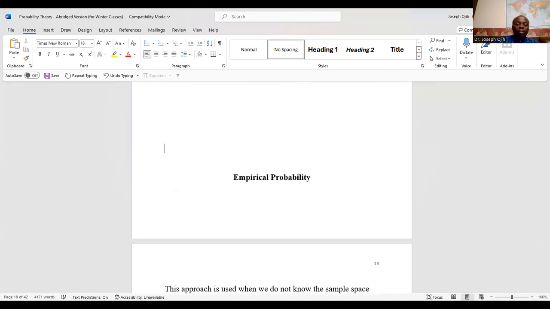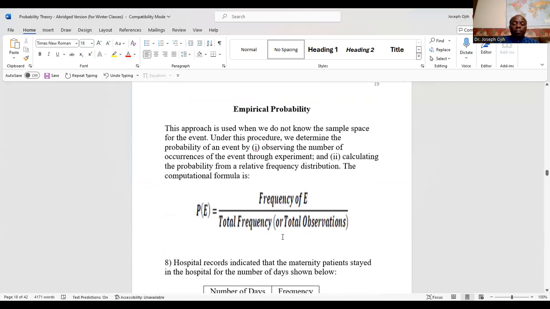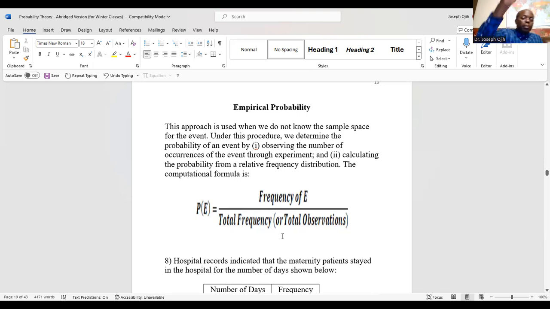So this time we can now explore empirical probability. Oh, excuse me, I need to bring that.